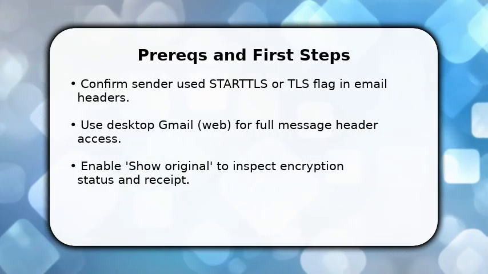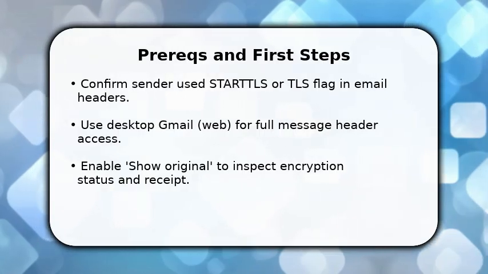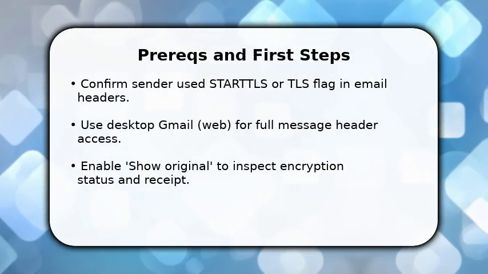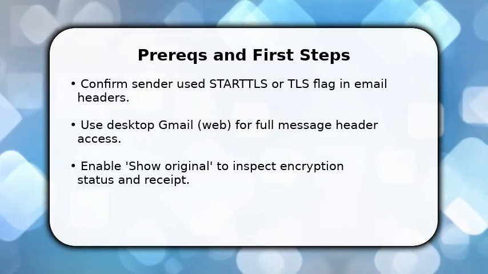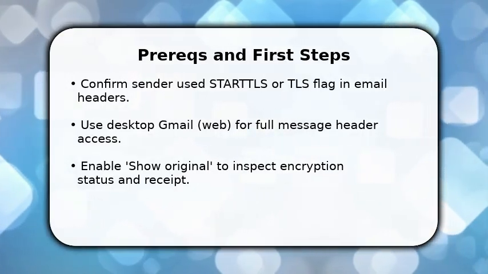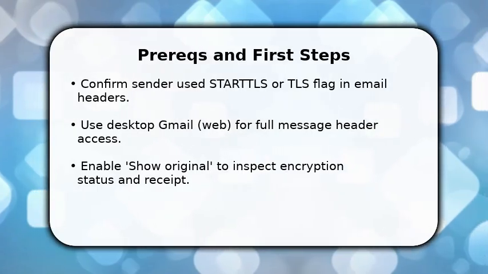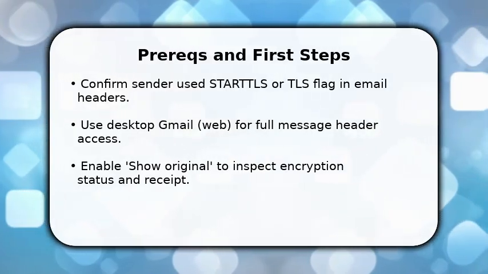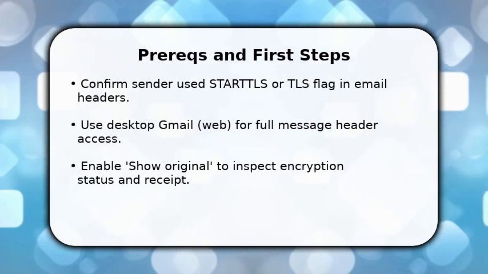Once done, look for Received and TLS terms to confirm TLS was negotiated. Make sure to note the TLS version and cipher if present. This helps later when troubleshooting. You're now ready to extract the pieces Gmail shows about the encryption used during transit.